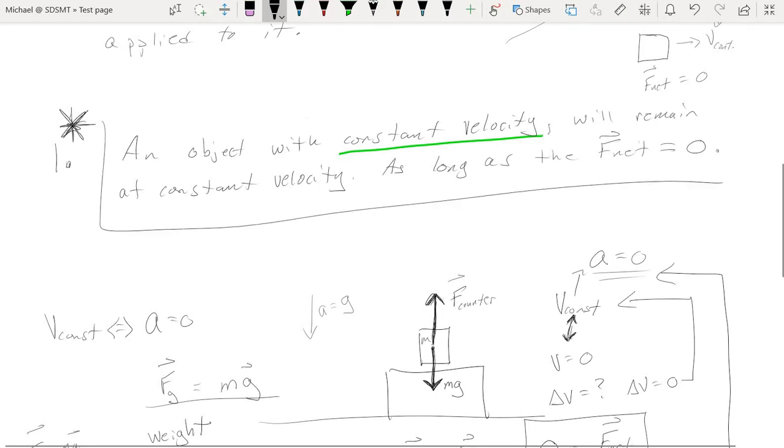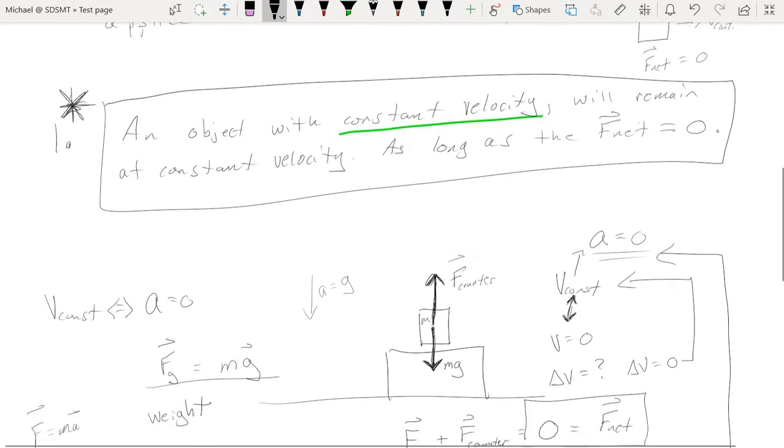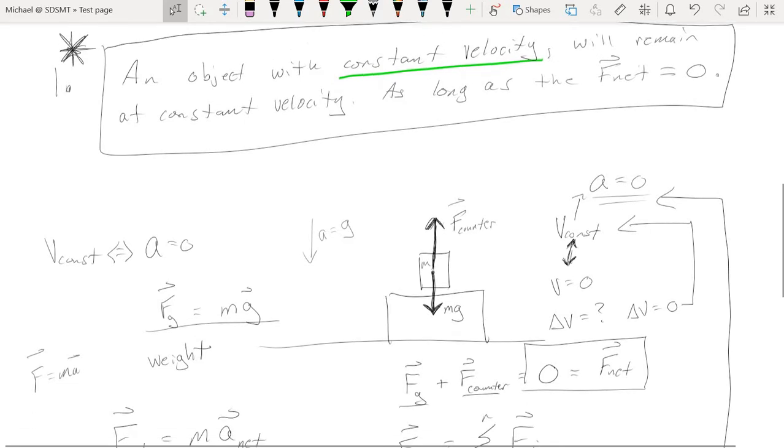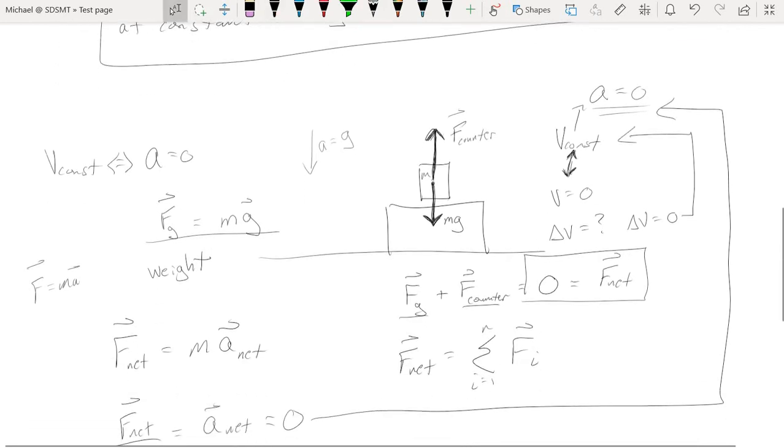And we now have our finalized version of the first law. Now the book will probably have slightly different wordage than this, but it's the same general idea. If we want to get something moving at a constant velocity, we have to maintain a net force of 0. And that's not to say that you can't have forces acting on your object. It's just that the combination of all those forces has to add up to 0. So that's our first law. That's our first law of motion.